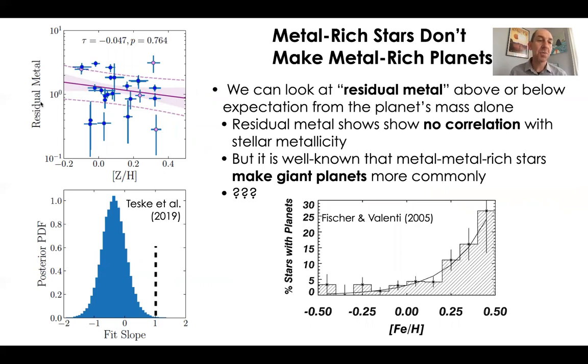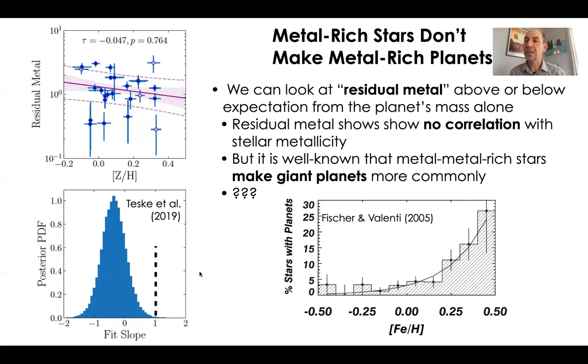This is a plot of the residual metal. This is the excess metal that you might expect compared to the mass metallicity relation. If you're on the high side of this plot, then you're metal-rich compared to that mass metallicity relation. If you're on the low side of this plot, then you're metal-poor compared to that relation. And here, this is the metallicity of the parent star. If metal-rich stars made metal-rich planets with a 1-to-1 correlation, you'd expect to see a slope of 1. And that's not what we see. The slope is not that well measured, but it does not appear to be a slope of 1.